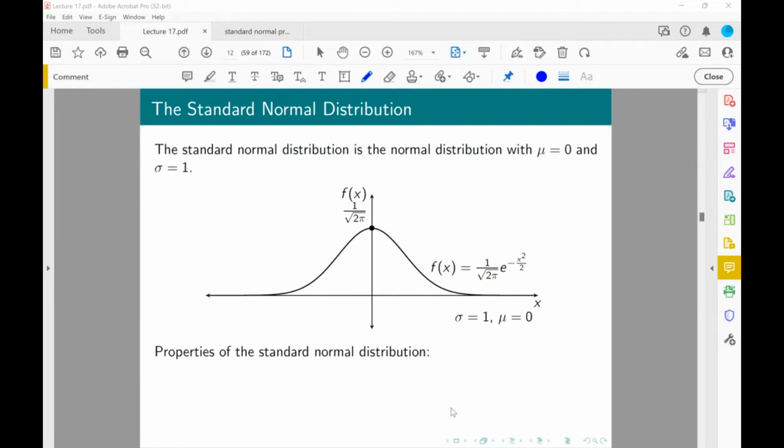I mean, I guess we know the area has to be 1. This shows distribution of money in society. Just kidding. Well, it shows lots of things. That's why it gets used a lot.